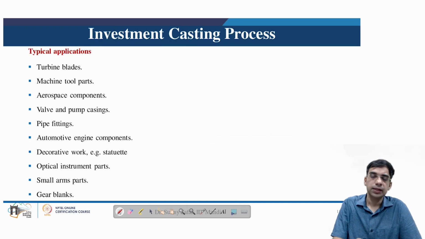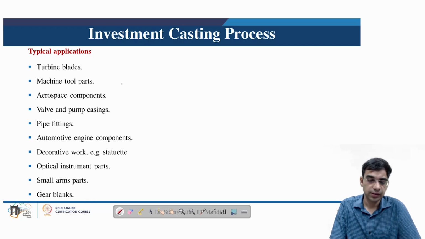And not only the gas turbine blades, investment casting is also utilized to manufacture certain other parts like machine tool parts, aerospace components, valve and pump casings, pipe fittings, automotive engine components, decorative work, optical instruments, small arms and gear blanks.